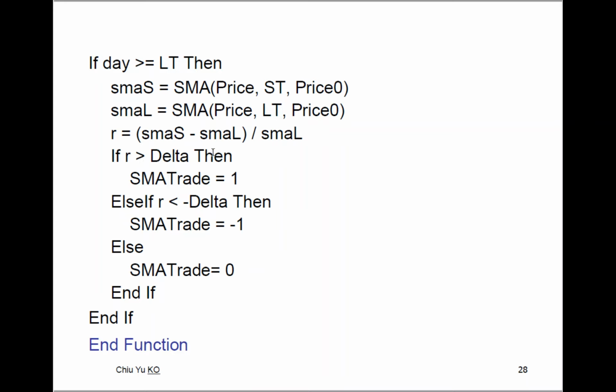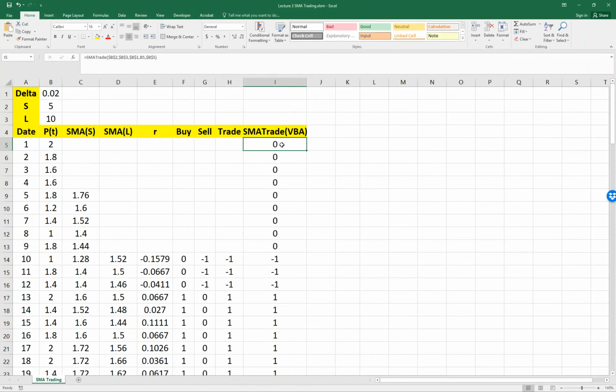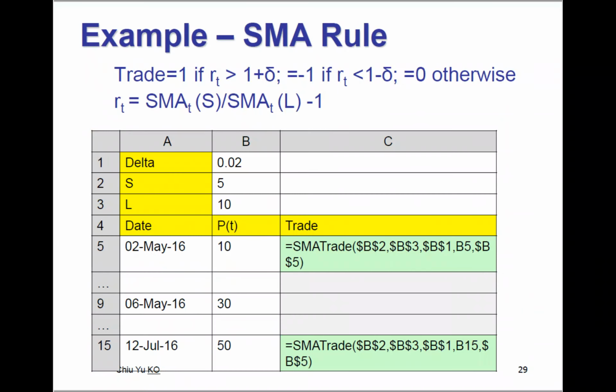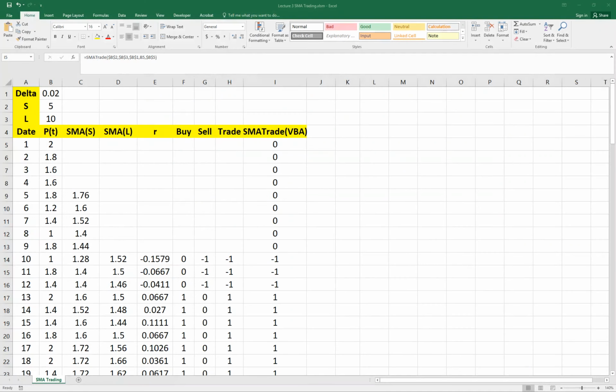if R is bigger than delta, you have buy. If less than negative delta, then you have sell, -1. Otherwise, you don't trade. So there's a function, and it gets implemented nicely, right? And then you can see in the slide how it gets done. Just like this, but let's see the slide.